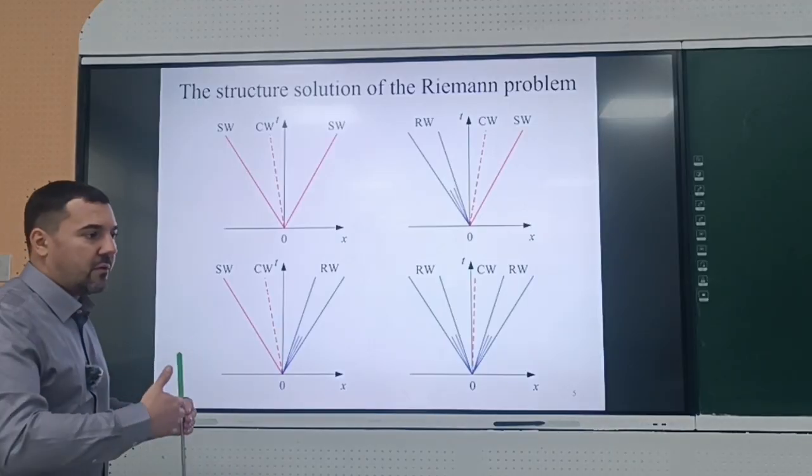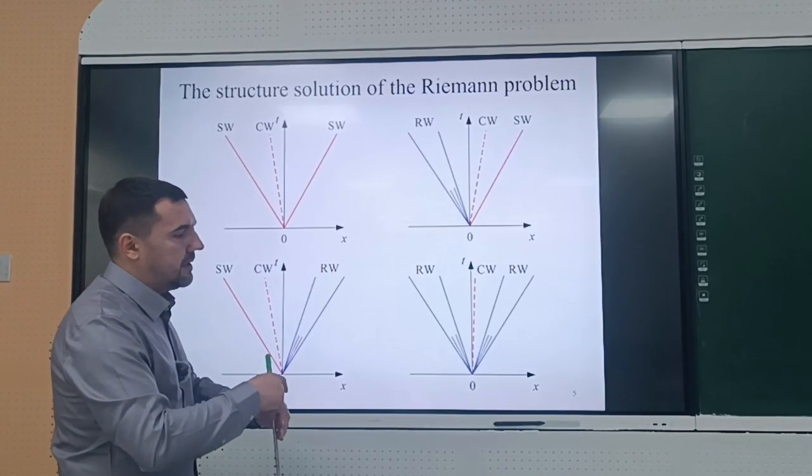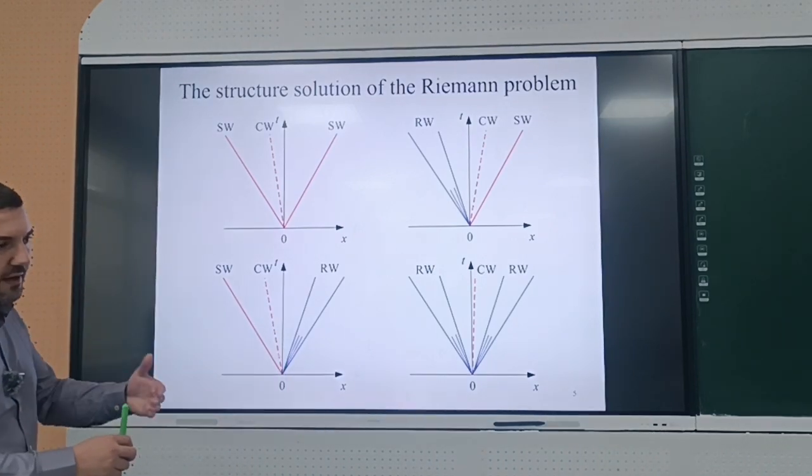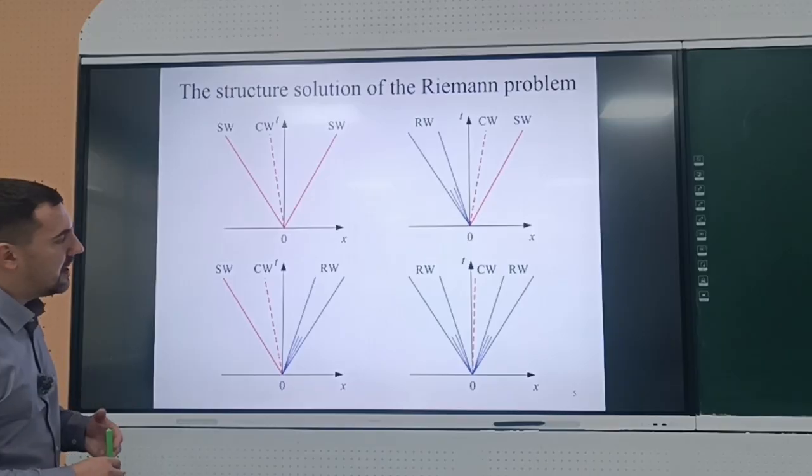So it will propagate in the form of a shock wave, and after that there will be a contact discontinuity, and the rarefaction wave will propagate through the high pressure chamber, and so on.